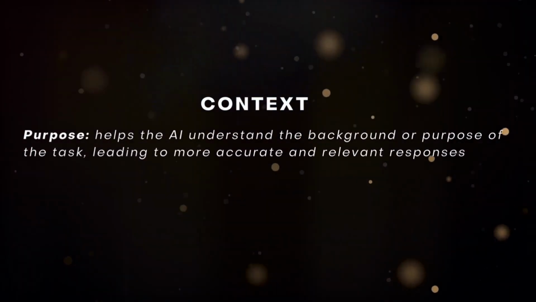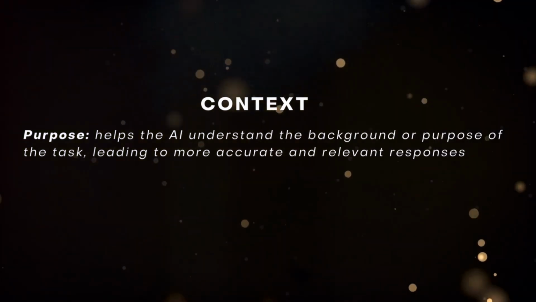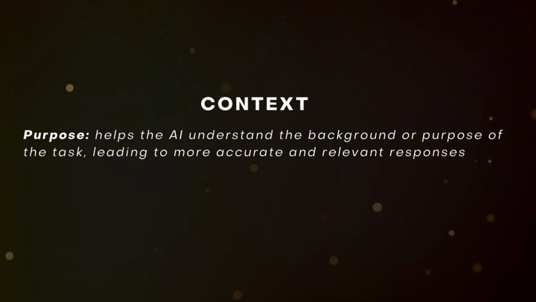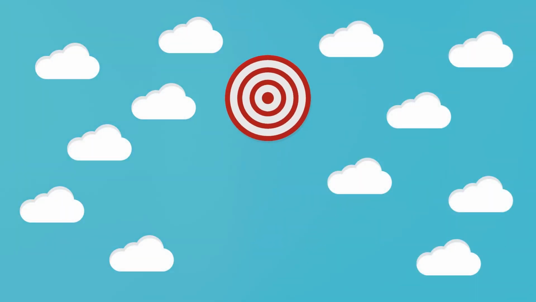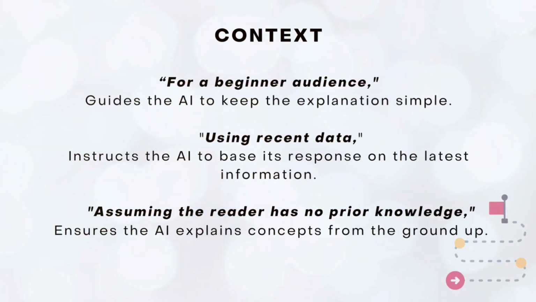Next, let's talk about contextual information. Providing context helps the AI understand the background or purpose of the task, leading to more accurate and relevant responses. Stating the end goal or purpose ensures the AI understands the overarching objective of the task. For example, beginner audience advises the AI to keep things simple, whereas recent data instructs the AI to base its response on the real-time information. Assuming the reader has no prior knowledge ensures the AI explains concepts from the ground up.